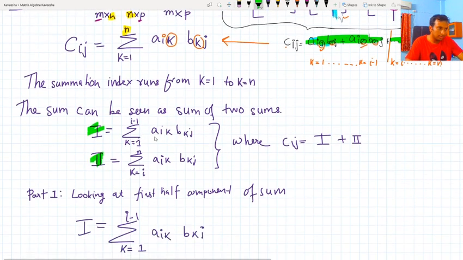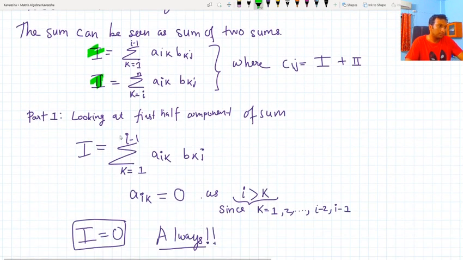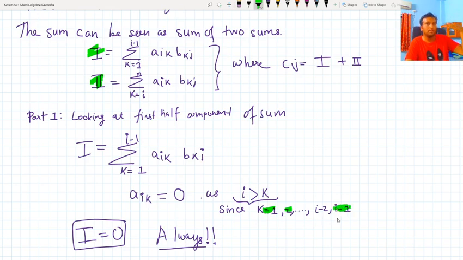So it's just that this thing will be the same. So let us look at the first part. The first part is the case where k runs from 1 to i minus 1. Now let us look at the first term itself, which is a_ik. The second entry, which is k, runs from k equals 1, k equals 2, till i minus 1. So at most it can reach i minus 1.